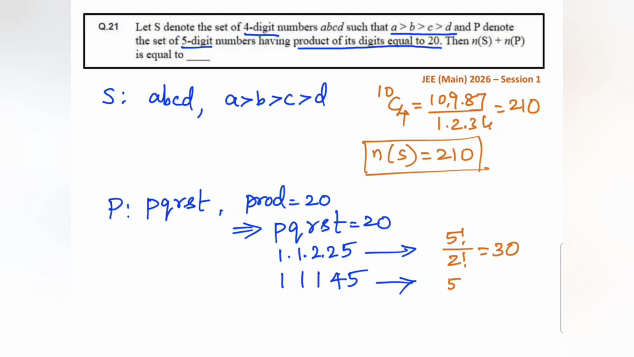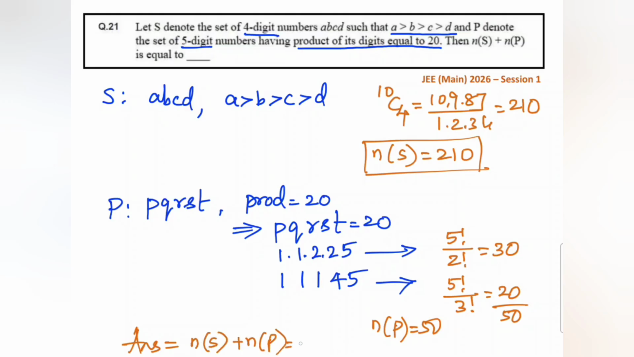Hence, this can be arranged in 5 factorial. Arrangement is very much required because P, Q, R, S, T are different numbers. 5 factorial by 3 factorial, which is nothing but 20. So final answer is 50. Therefore n of P is equal to 50. So answer is n of S plus n of P is equal to 210 plus 50 is equal to 260.